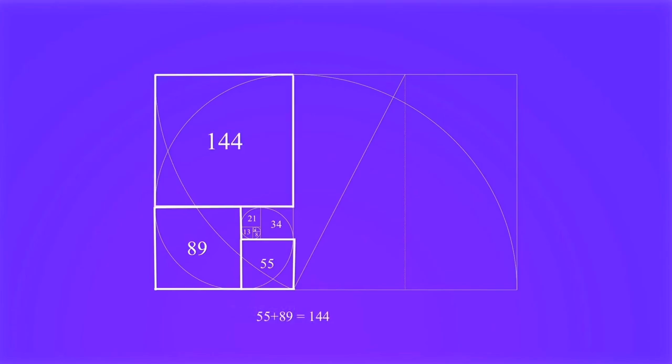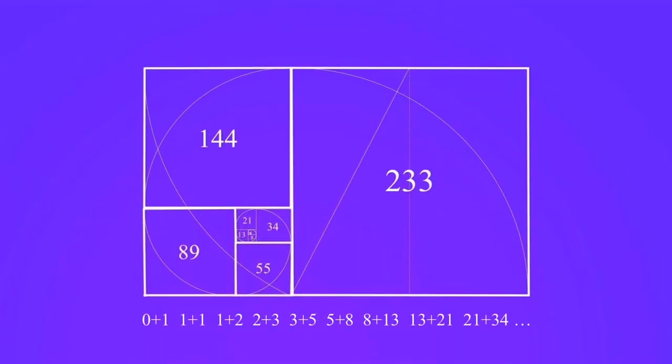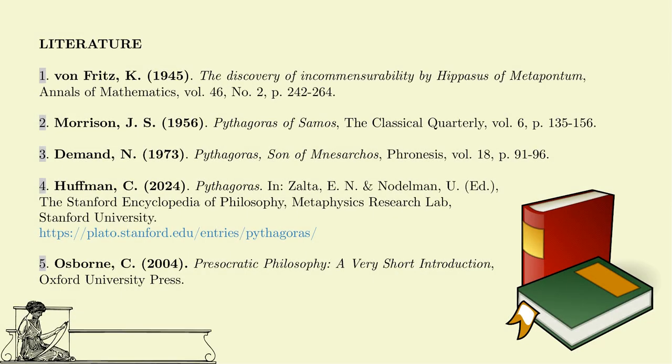However, it turned out that this is not the case, and it was the Pythagoreans themselves who discovered it. In this video, we will trace the history of this discovery. Some of the resources used are listed on the screen. Of particular interest is the first one, a 1945 academic paper by a German philologist named Kurt von Fritz.